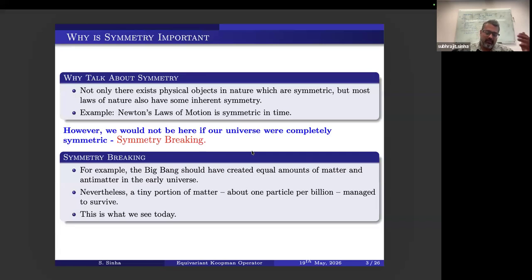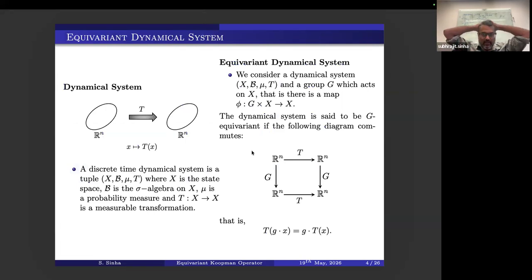In this work, we will discuss how the Koopman operator interacts with symmetric systems, and then we will provide an entropy-based measure to predict symmetry breaking in dynamical systems. Now let's look at what we mean by a symmetric or equivariant dynamical system. One can do this for both continuous and discrete time systems, but the intuition is easier to understand in discrete time, so I will discuss it for discrete time systems.